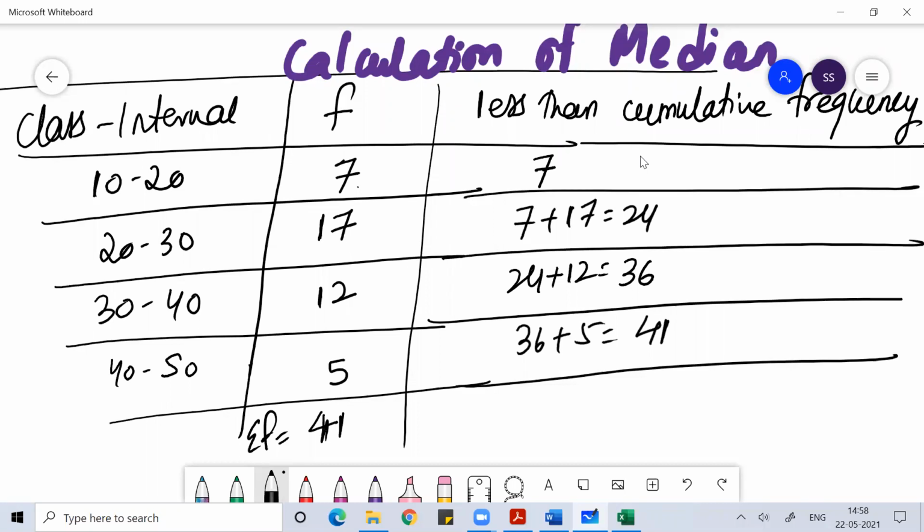The class intervals and frequencies are given to you, so whatever frequencies are given, you find the cumulative frequency. I hope you understood this. Very simple. For median, you need to find the cumulative frequency. I hope everyone is understanding. No one has any doubt. You just add the frequencies: 7 plus 17 is 24, 24 plus 12 is 36, 36 plus 5 is 41. For each class interval, you have to find the cumulative frequency.